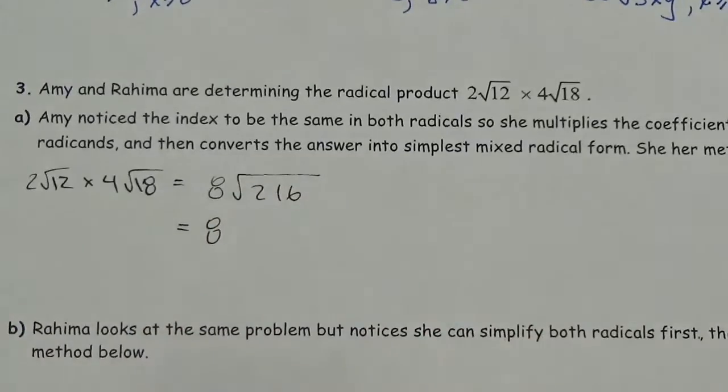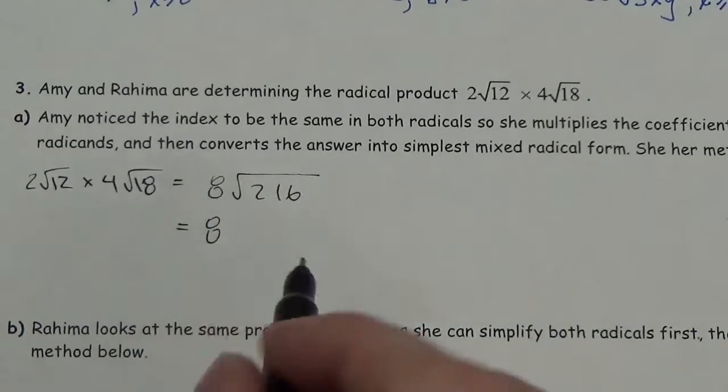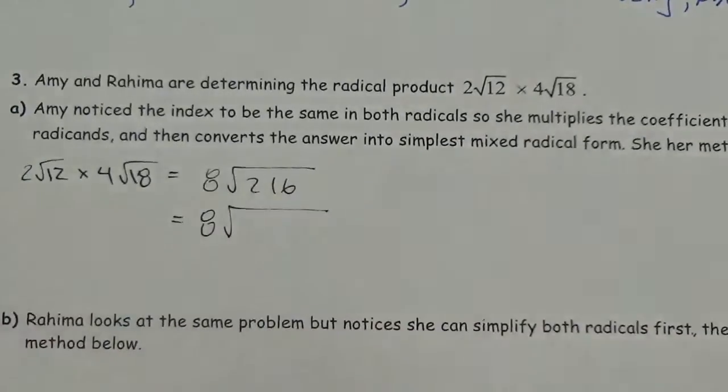Okay, well, now I got to find the largest perfect square that is a factor of 216. So let's figure that out here. So 216, let's see, can we divide by 16? That seems like a good one. Nope. So I'm on my calculator here. 216 divided by, well, okay, 4. I know it can be divided by 4. That works. Let's keep going here.